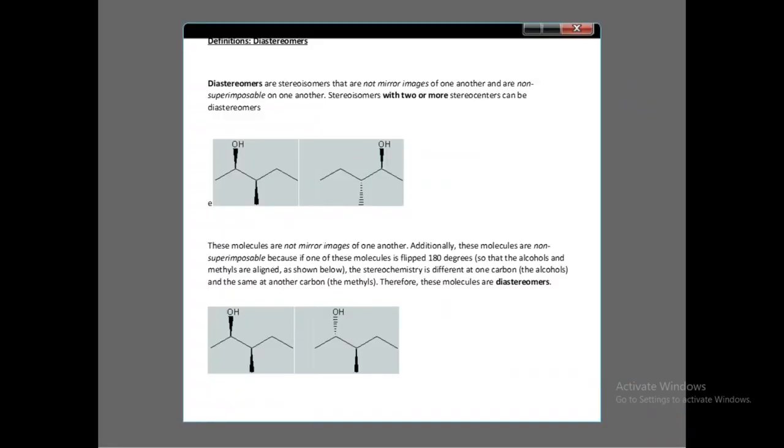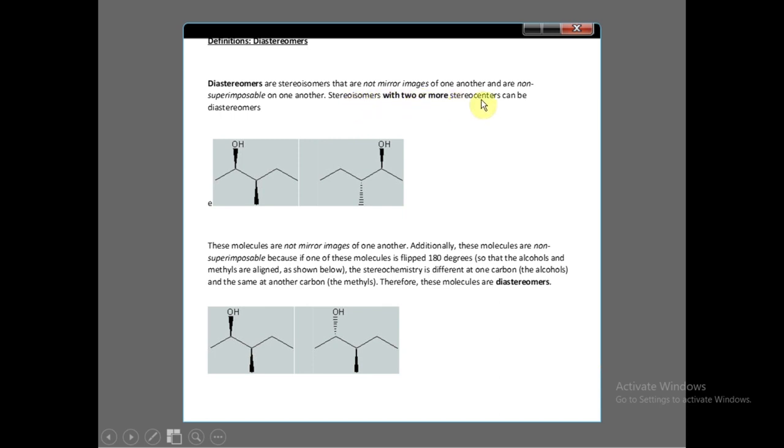Okay, we continue our discussion regarding diastereomer. What is diastereomer? Diastereomers are stereoisomers that are not mirror images of one another and are non-superimposable on one another. So diastereomer is different from enantiomer. In enantiomer, the object and image are mirror images and non-superimposable.